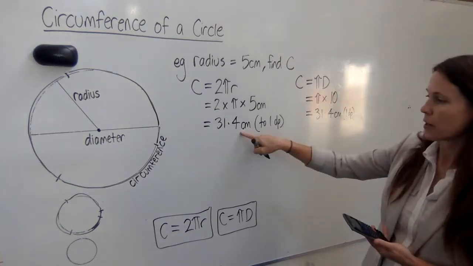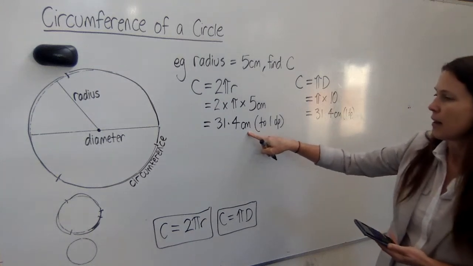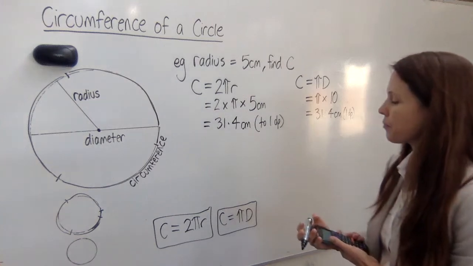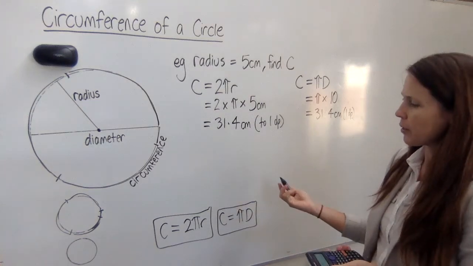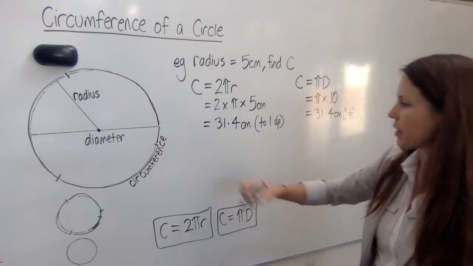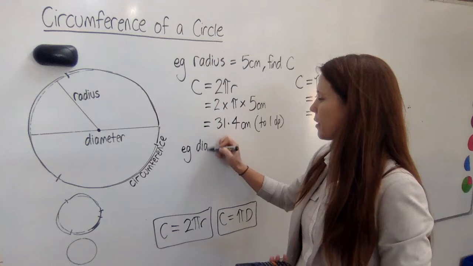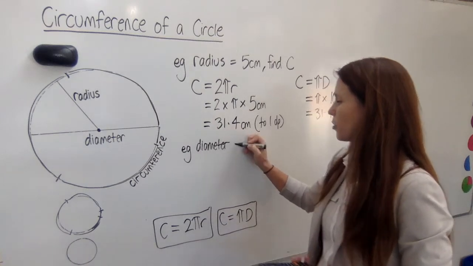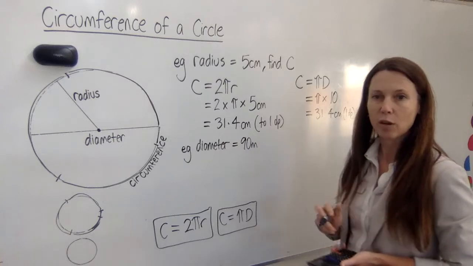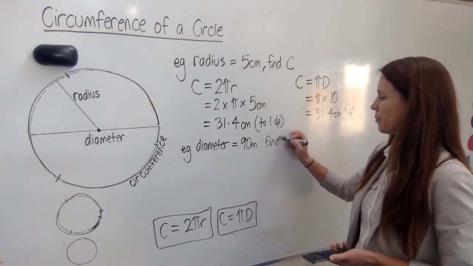Now, make sure you also include units in your answer, so it's really nice and specific. And refer back to your picture if you need to check that your answer makes sense. Now, what else can we do with this formula? Well, we can use either one. If we're given a diameter, so let's say we're told that the diameter of a circle is 90 metres, perhaps it's a school oval, and we want to know what's the circumference.